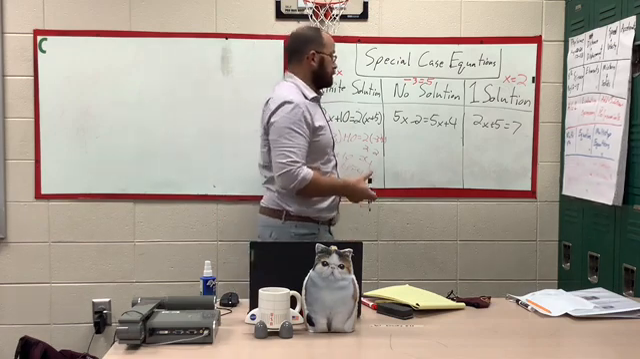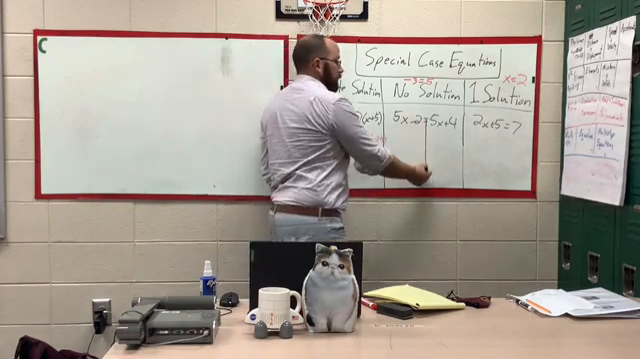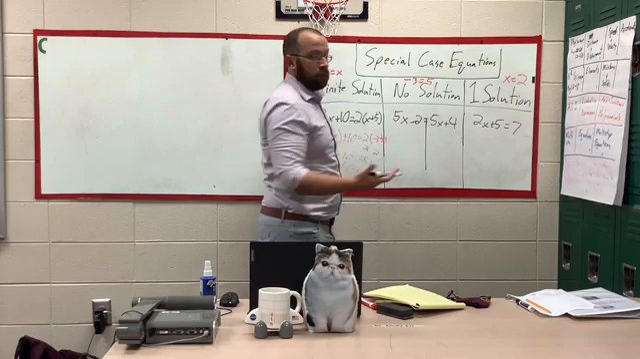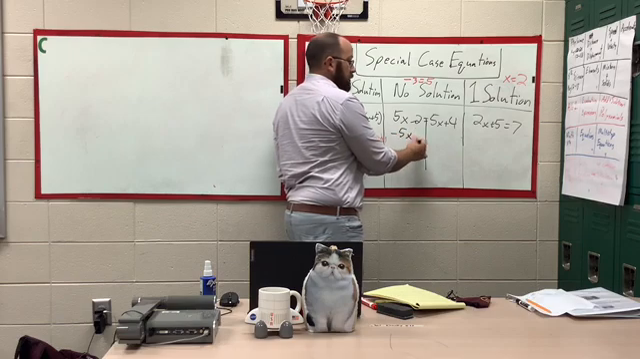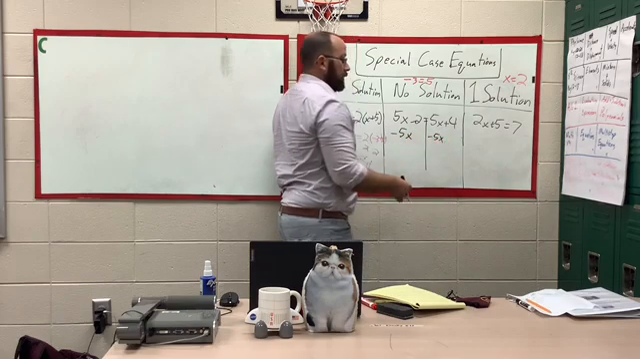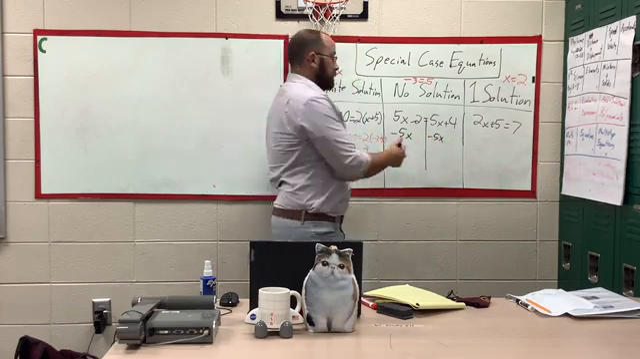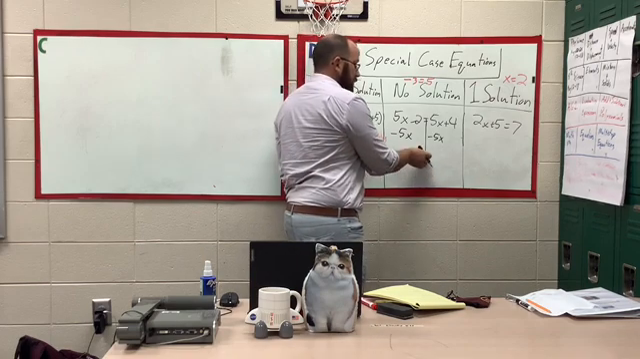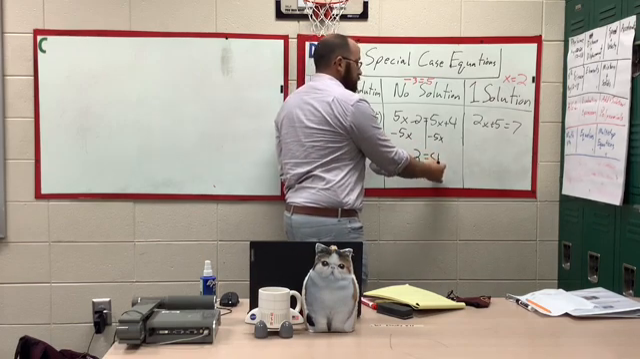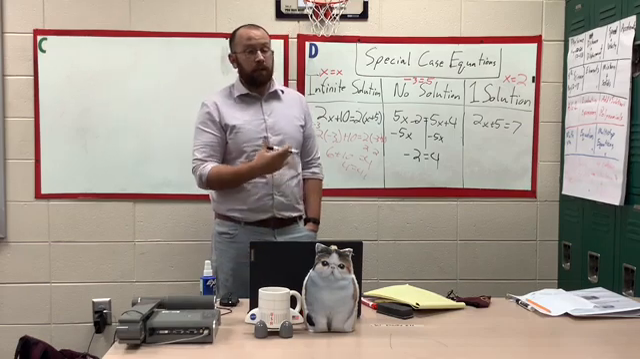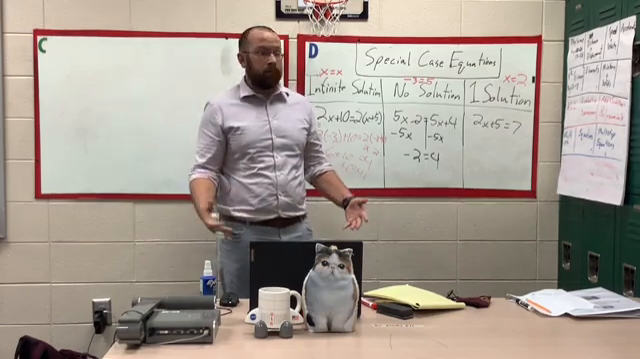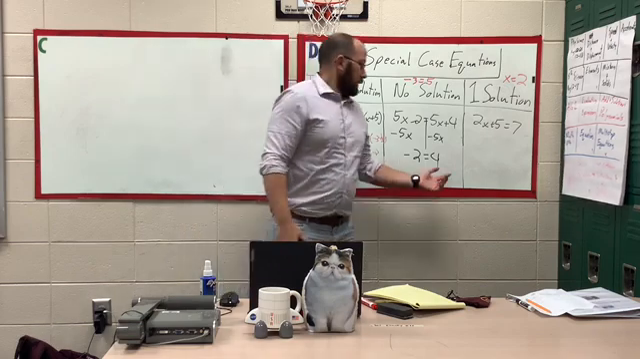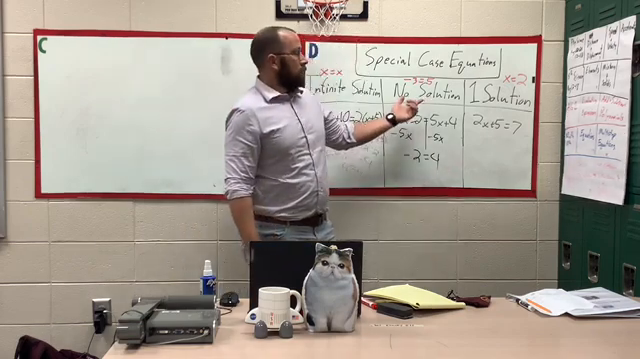No solution. So, no distribution this time. All I'm going to do is just subtract my coefficient with this variable from both sides. And that gives me -2 equals 4. Now, could -2 ever equal 4? No, it is impossible. All right? So that's when you get a no solution.